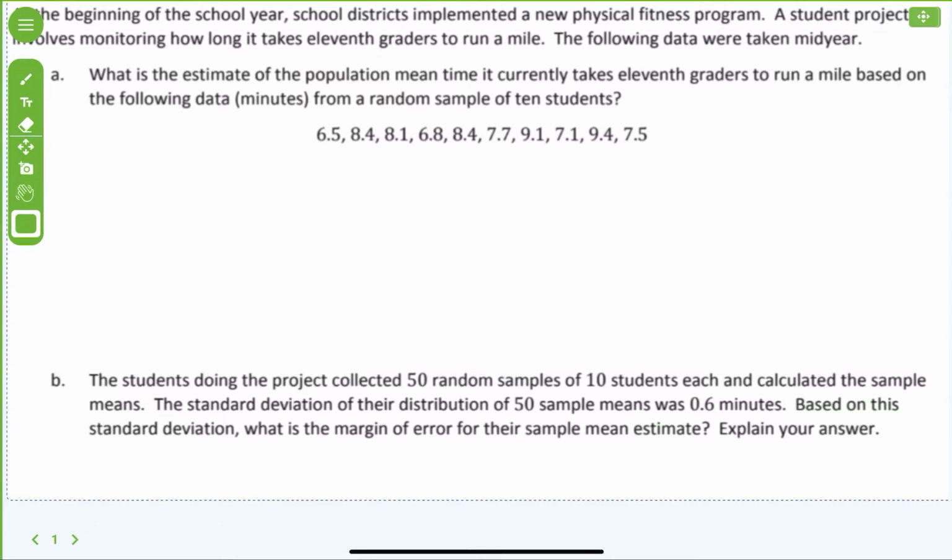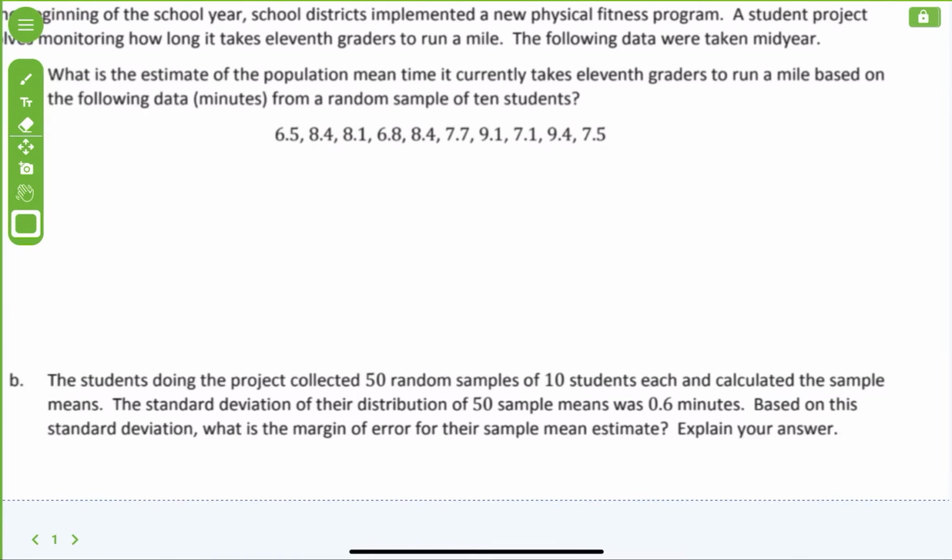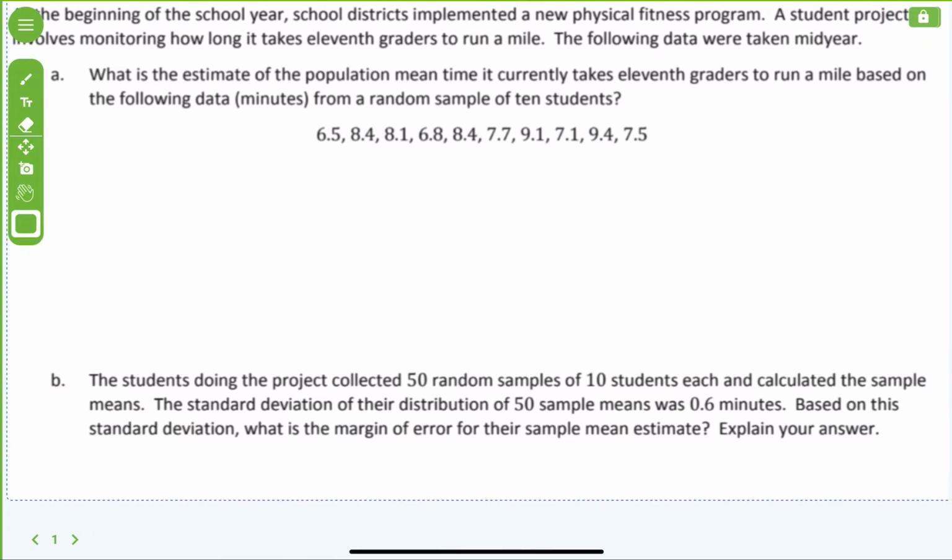At the beginning of the school year, school districts implemented a new physical fitness program. A student project involves monitoring how long it takes 11th graders to run a mile. The following data were taken mid-year. What is the estimate of the population mean time it currently takes 11th graders to run a mile, based on the following data, in minutes, from a random sample of 10 students?